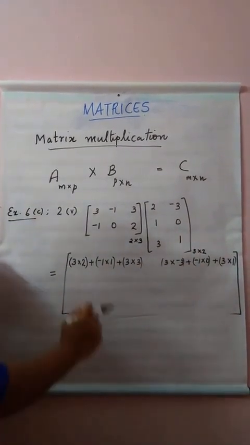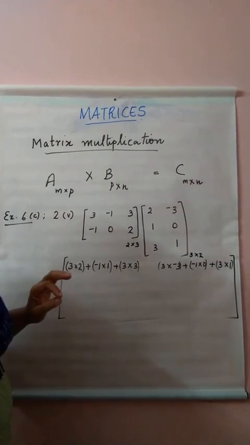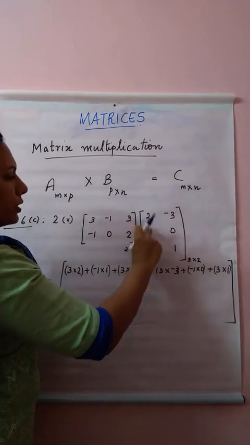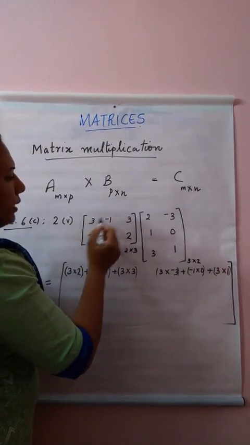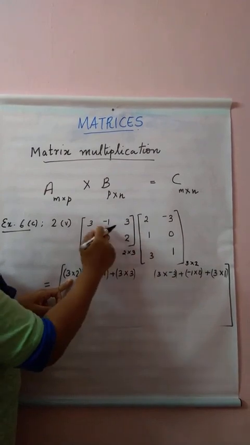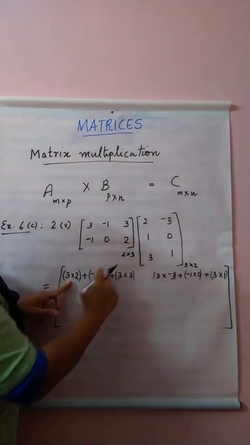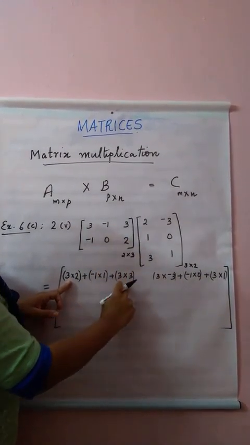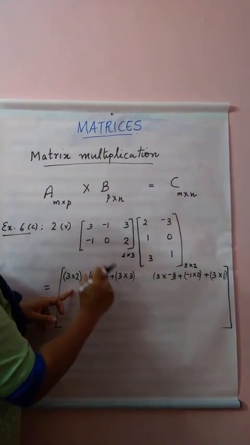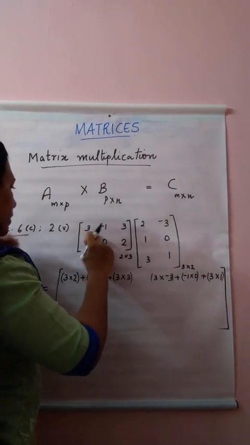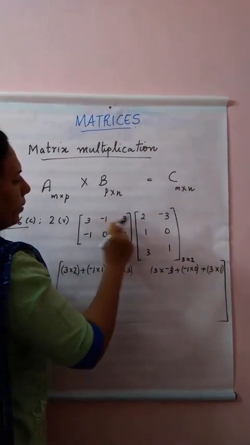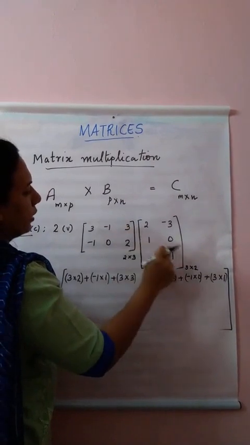You have already learned how to multiply two matrices. We are multiplying the first row with the first column. So 3 into 2 plus minus 1 into 1 plus 3 into 3. That is the first element, A11. Now you have to multiply the first row with the second column. 3 into minus 3, minus 1 into 0, 3 into 1.